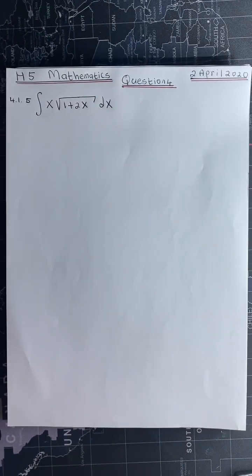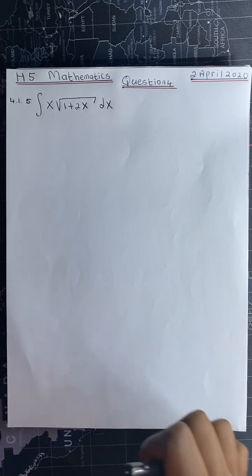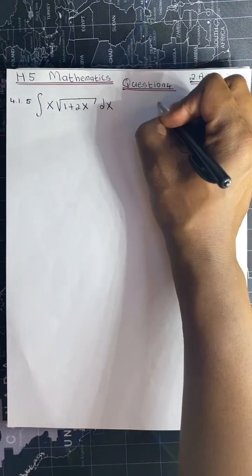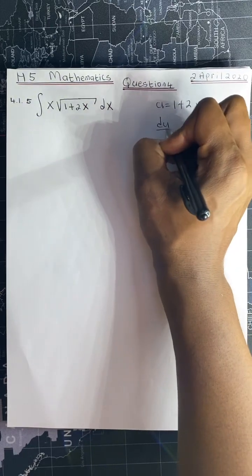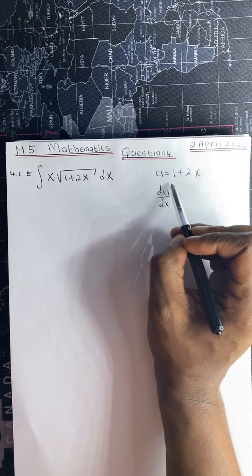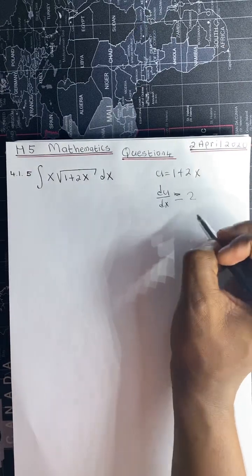Question 4.1.5, we have to evaluate the integral of x multiplied by the square root of 1 plus 2x dx. There is no formula for evaluating this integral, so we have to let u equal 1 plus 2x. We differentiate the u with respect to x. So the derivative of 1 is equals to 0. The derivative of 2x is equals to 2.